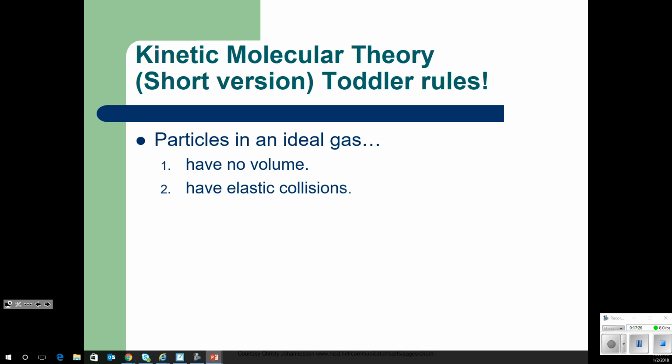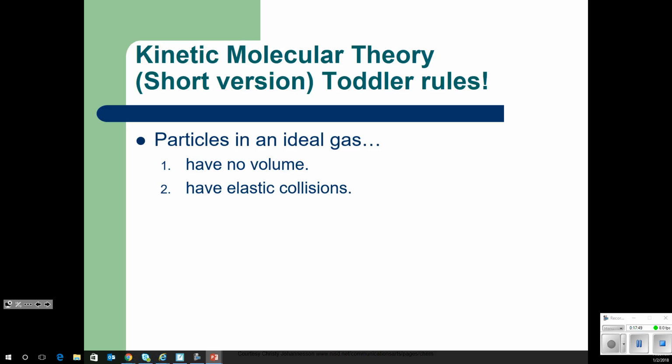Number 2, they have elastic collisions. You ever watched a toddler trying to learn how to walk? As long as nobody's looking, if they fall down, what happens next? They get up. But if you're looking, what happens? They're crying because they look at your face and say, what should I do? And your face goes, and then they cry. So as long as you're not looking, they have elastic collisions, so they keep going.